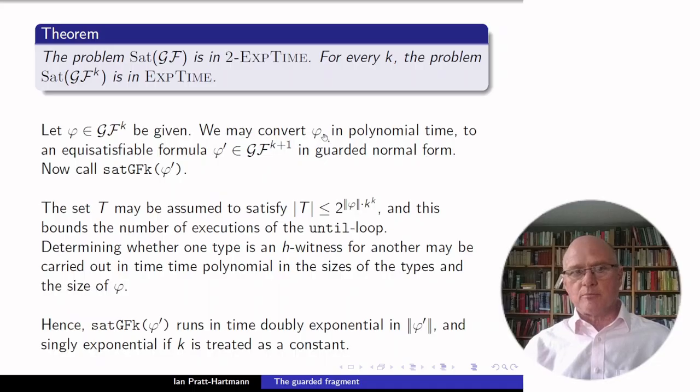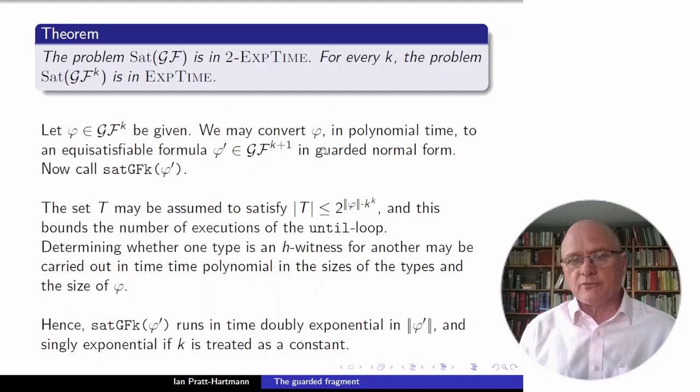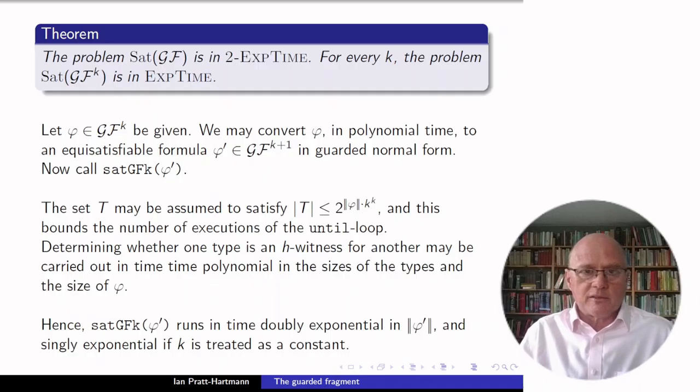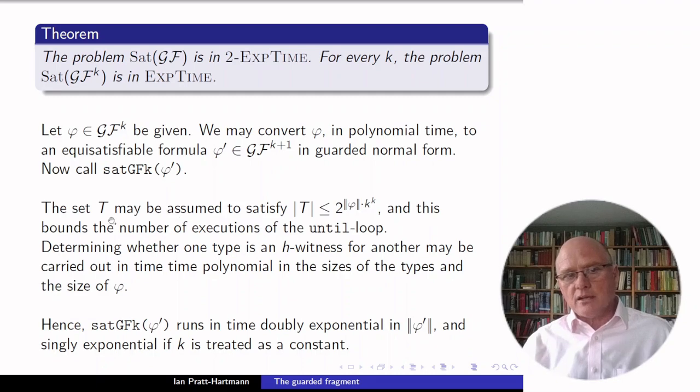We can convert phi in polynomial time to an equisatisfiable formula phi prime in GFK plus 1 in guarded normal form. It may be that the number of variables increases by 1, but you can certainly convert in polynomial time to something in the guarded normal form. So we'll call this algorithm sat GFK on phi prime. Now, t may be assumed to satisfy this inequality for phi, so I suppose phi is here really phi prime, so k gets increased by 1.